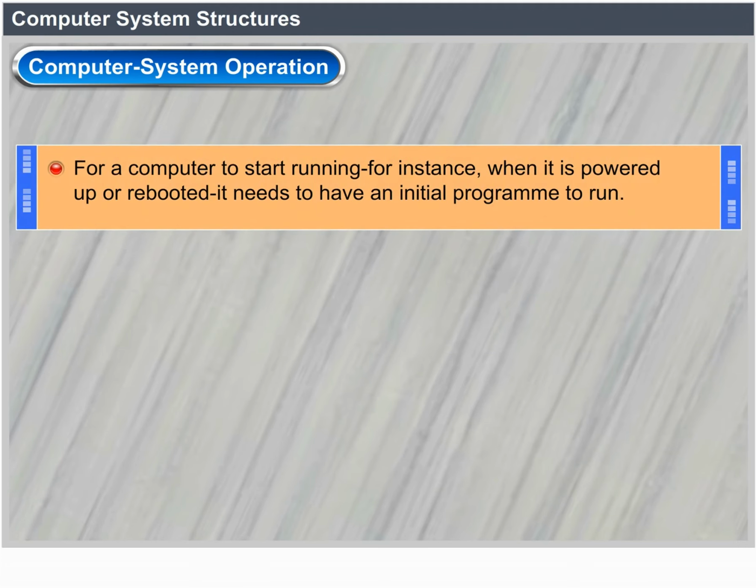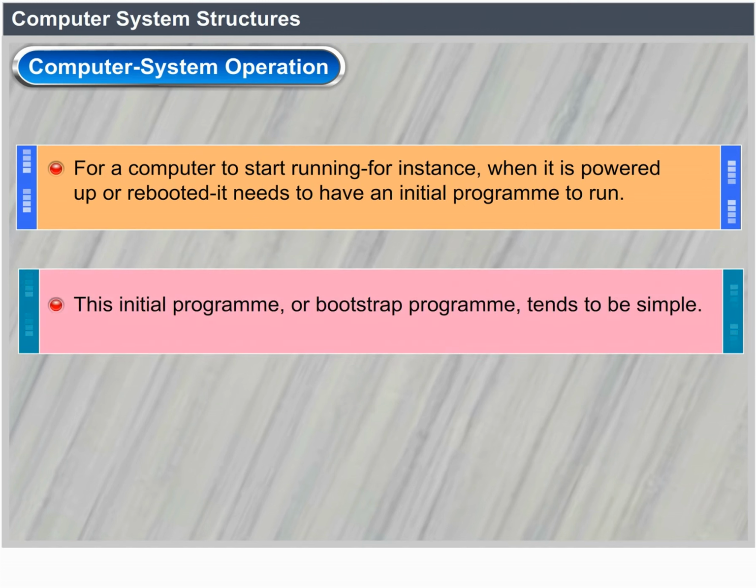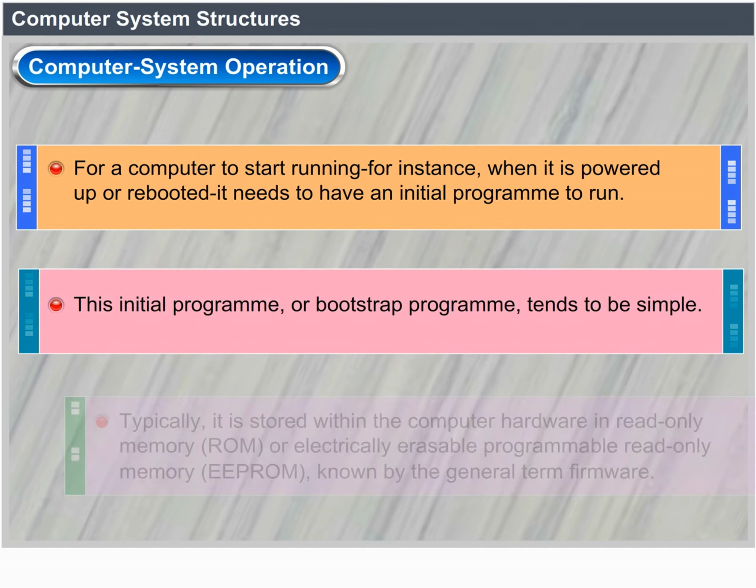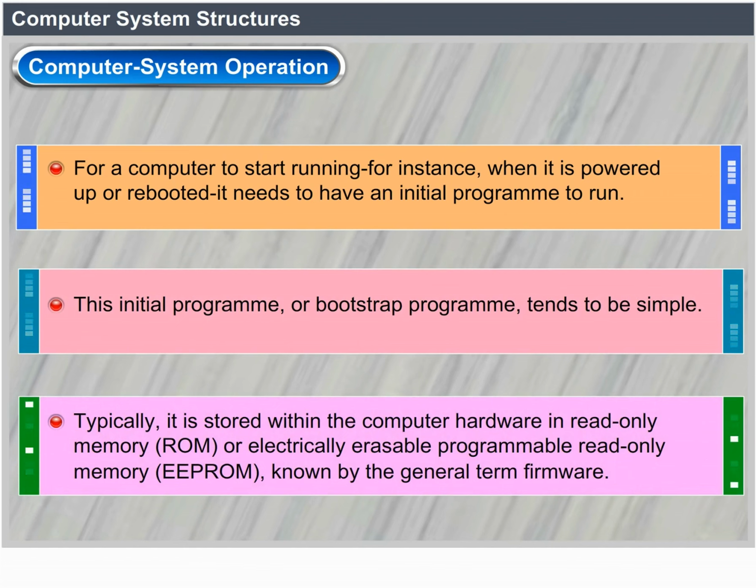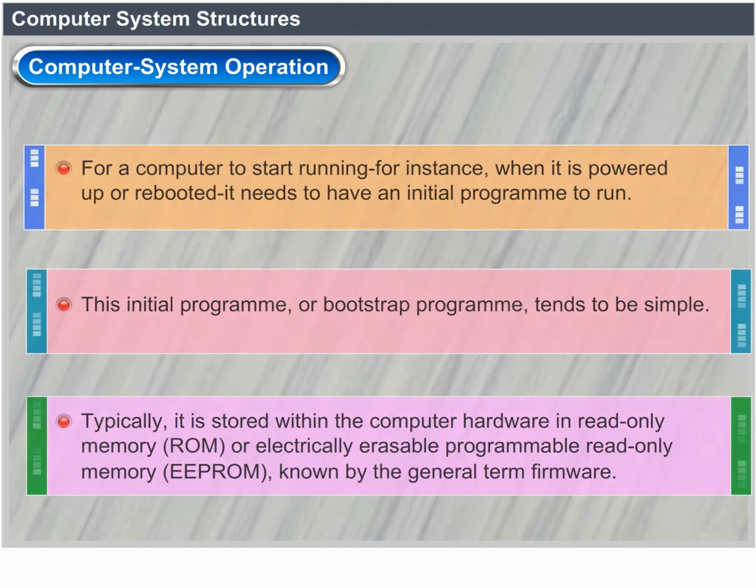For a computer to start running, for instance, when it is powered up or rebooted, it needs to have an initial program to run. This initial program, or bootstrap program, tends to be simple. Typically, it is stored within the computer hardware in read-only memory (ROM) or electrically erasable programmable read-only memory (EEPROM), known by the general term firmware.